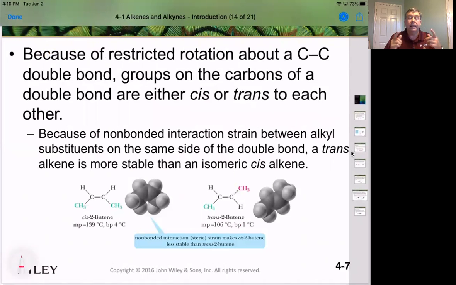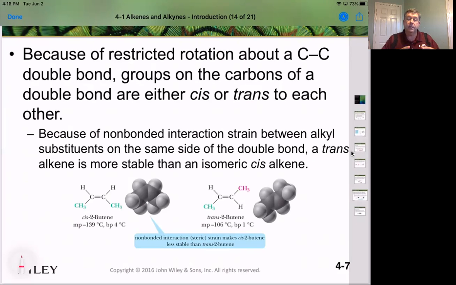Okay, so if the two groups on a double bond are on the same side, we call this the cis isomer, just like two substituents on the same side of cyclohexane would be cis. And if they're on opposite sides, they are called the trans isomer. Now they don't flip back and forth with each other like a hexane might rotate freely. We know this because we can isolate them and they have different properties, different melting points, and different boiling points. They even have different bond angles because of the strain.